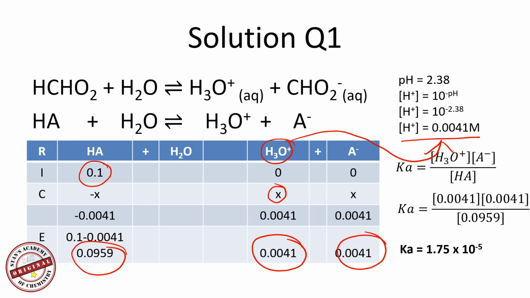Ka is equal to the concentration of hydrogen ions times the concentration of the anions divided by the concentration of undissociated acid which is present over here. The value of Ka is 1.75 times 10 to the power of negative 5.